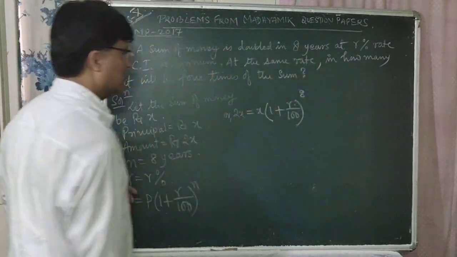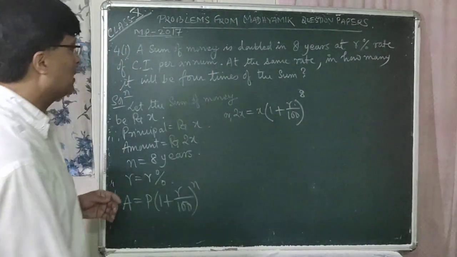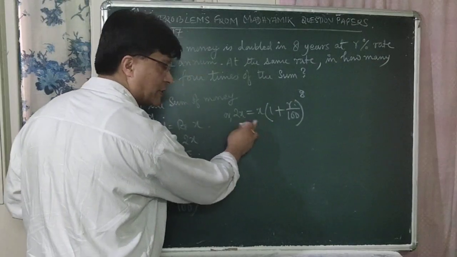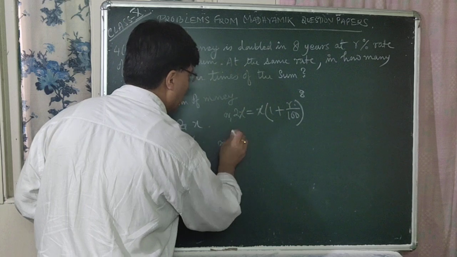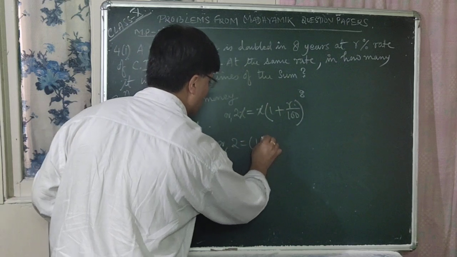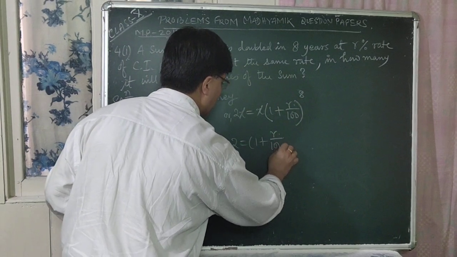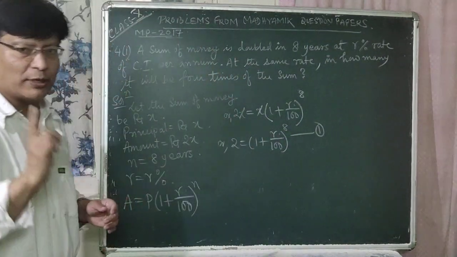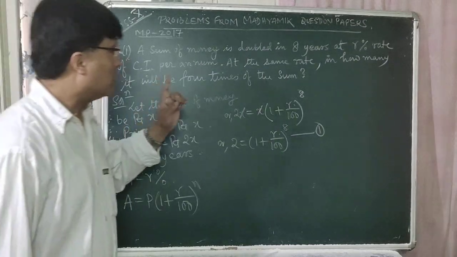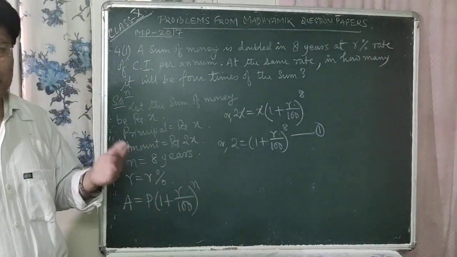It is 8. Correct? Now here, from both the sides, there is a common term, X. You can cancel this X. Or 2 is equal to 1 plus R upon 100 whole to the power 8. Let us mark it as number 1.